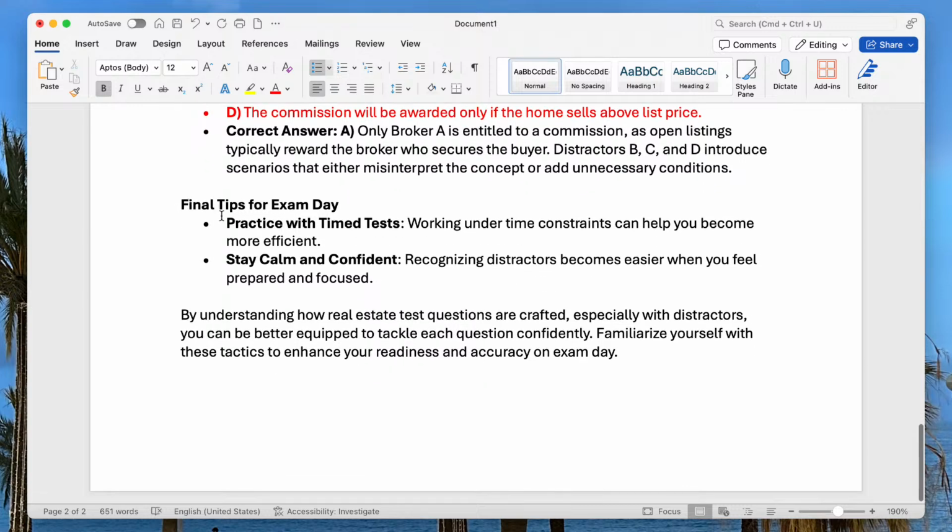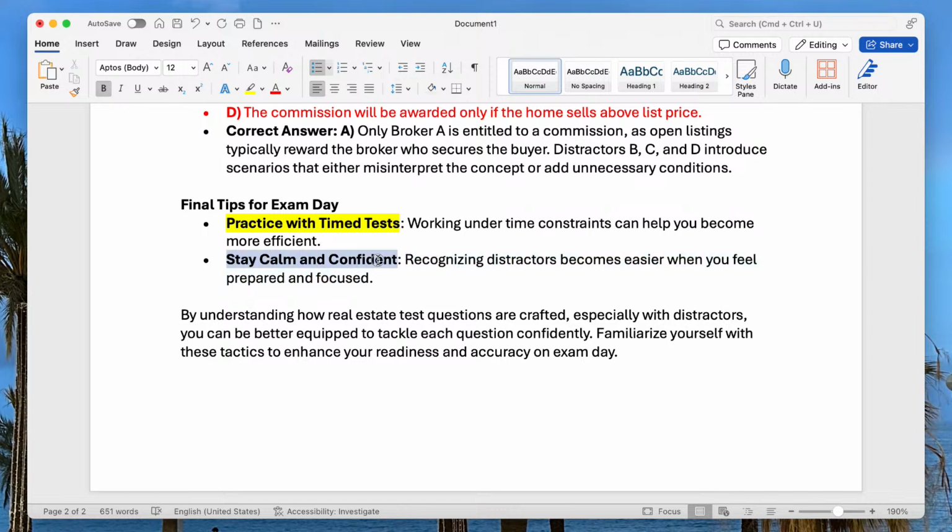So my final tips, from the blog post I did, which you can read at Global Real Estate School. Just go over to our blog post or scroll down to the bottom. Practice with timed tests. I have those as well at Global Real Estate School. So don't forget that. You need to practice with timed tests. That's very important, and I try to do that in the school.